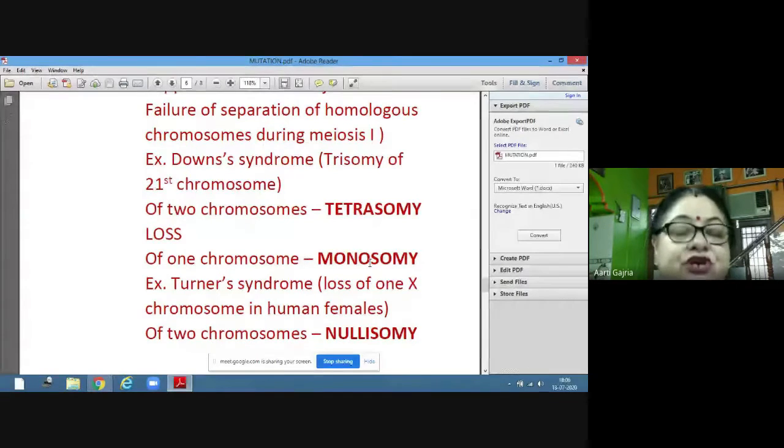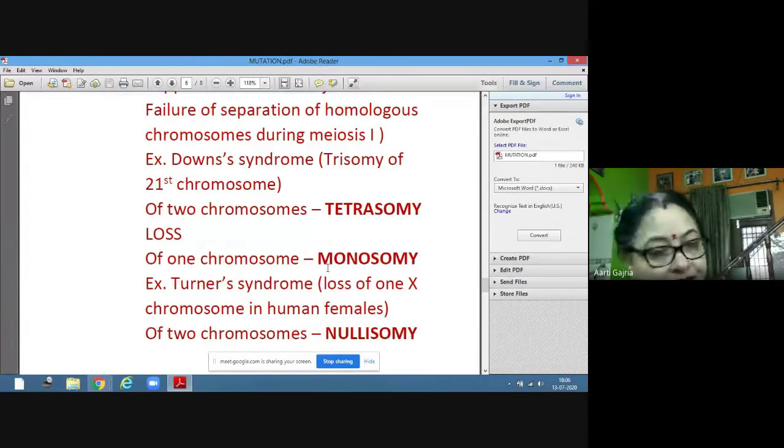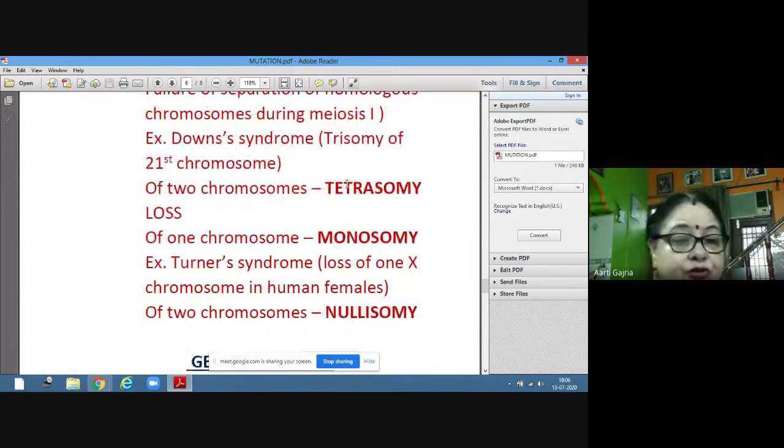We are going to study Turner's syndrome and Down syndrome in detail in genetic disorders. But for the mutation part, you should remember that there can be loss of chromosome or gain of chromosome. If there is gain of one chromosome, it results in trisomy. If there is gain of two chromosomes, it results in tetrasomy. If there is loss of one chromosome, it results in monosomy. And if there is loss of both chromosomes, then it results in nullisomy.